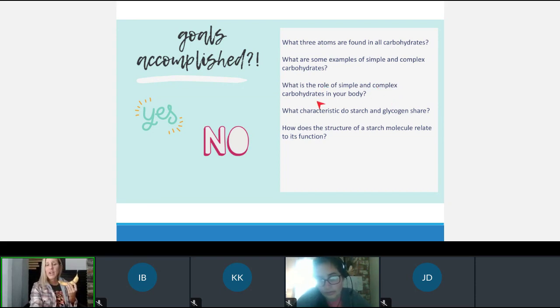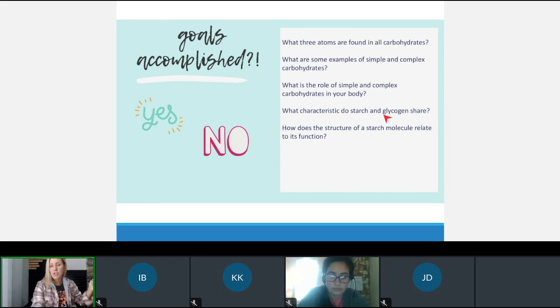What is the role? Why do we need carbohydrates in our body? Yeah, everybody type energy. Everybody type that right now. Carbs equal energy. Carbs equal energy. All right. Carbs are important for energy.